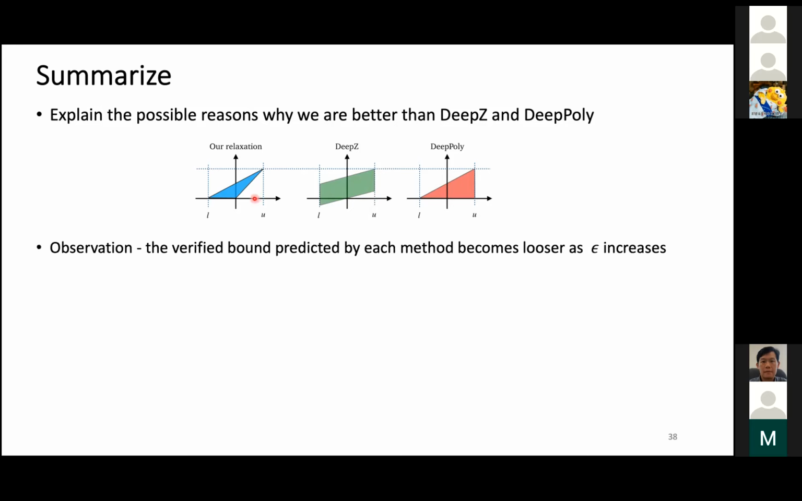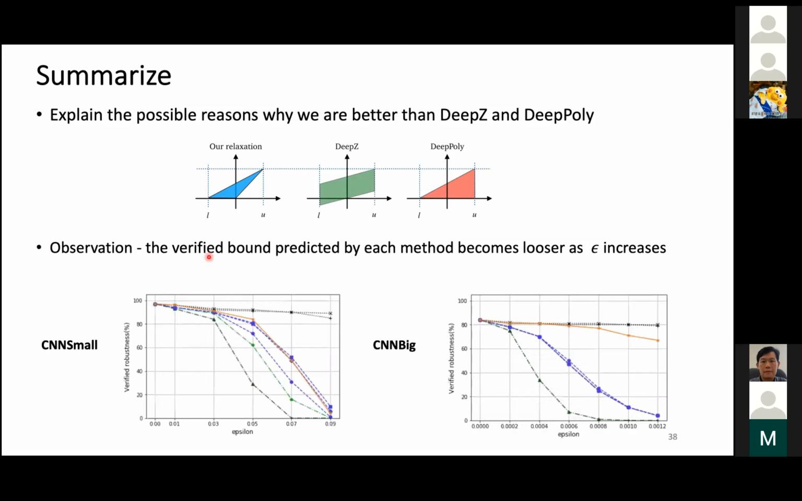And the second thing is the observation we want to show: we found the verified bound predicted by each method becomes looser as the epsilon increases. So we can see this yellow box here. And you can see as the epsilon setting gets larger, the verified lower bounds have a large gap between the black lines here, also in the CNN big.